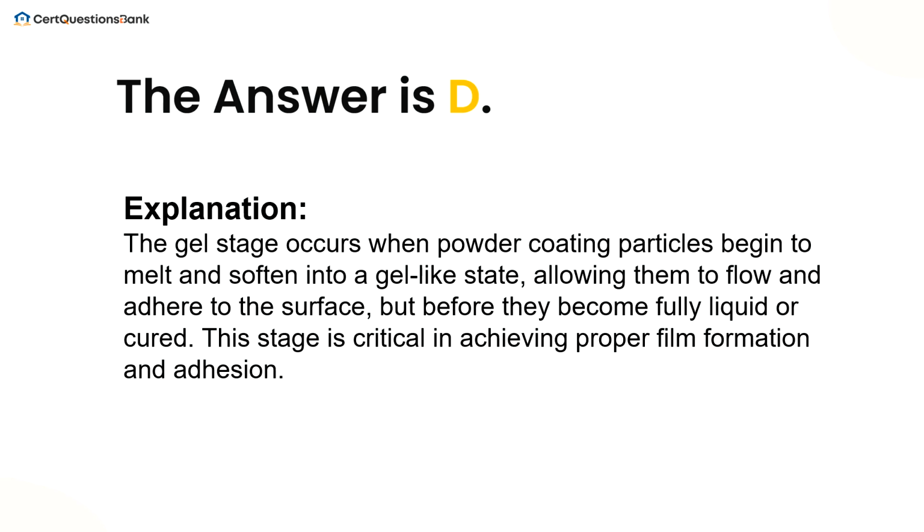The gel stage occurs when powder coating particles begin to melt and soften into a gel-like state, allowing them to flow and adhere to the surface, but before they become fully liquid or cured. This stage is critical in achieving proper film formation and adhesion.